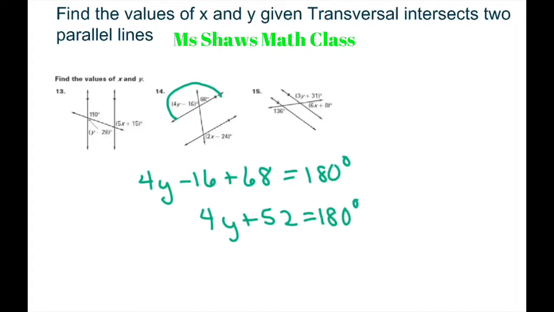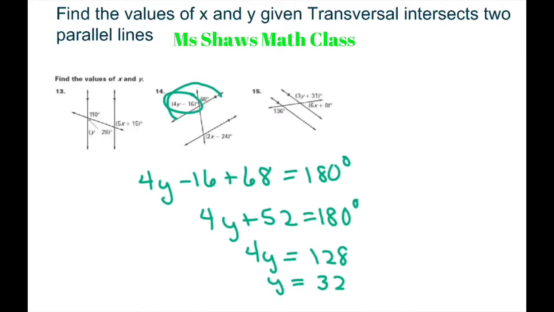Subtract 52 from both sides. So 180 minus 52 is 128. And if you divide both sides by 4, it's going to be 32. So y is 32.